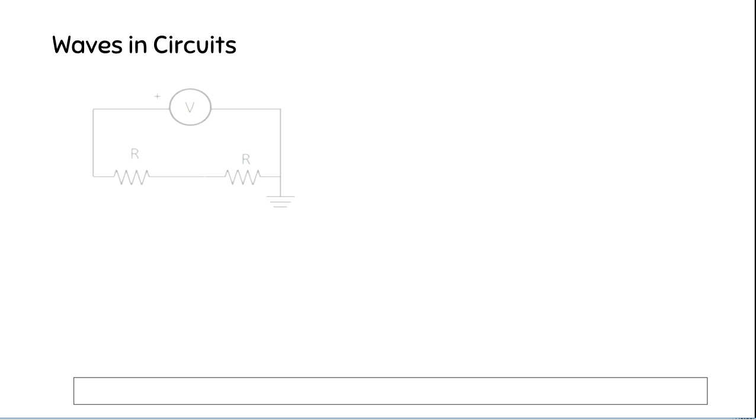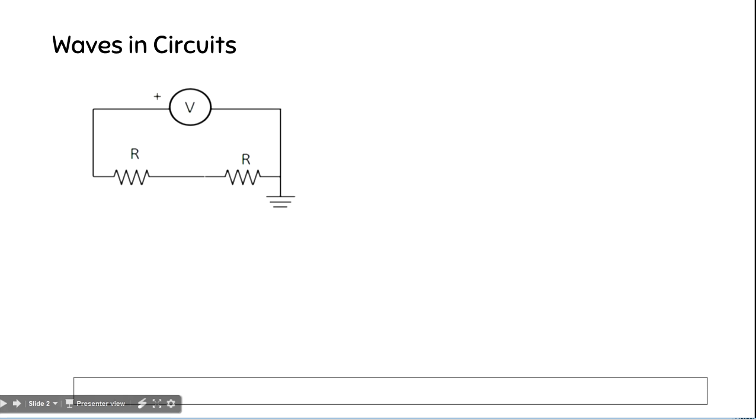So class, today we are going to discuss transmission lines. Let's start with a simple question. Can you tell the voltage between these two resistors in this circuit? Yeah, it's quite obvious. It will be V by 2. The answer will be similar in case of AC.